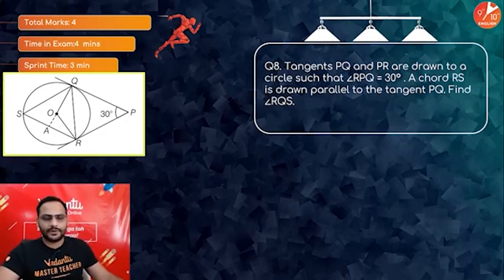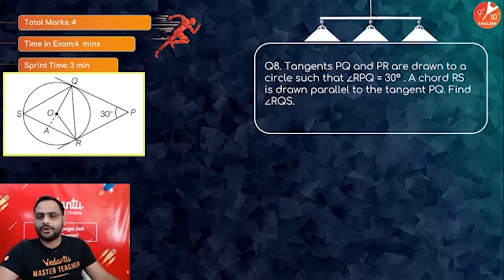Okay, so let's look at our next question. Tangents PQ and PR are drawn to a circle such that angle RPQ is given as 30 degrees. A chord RS is drawn parallel to tangent PQ.